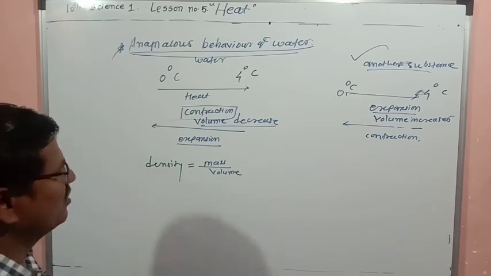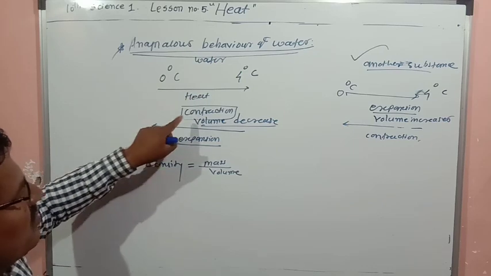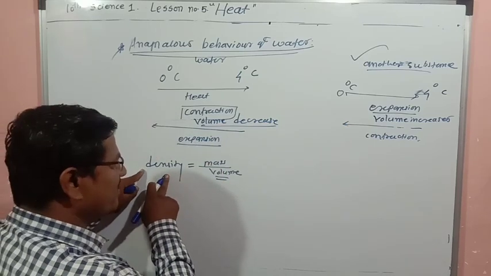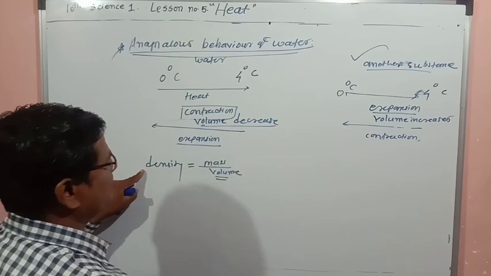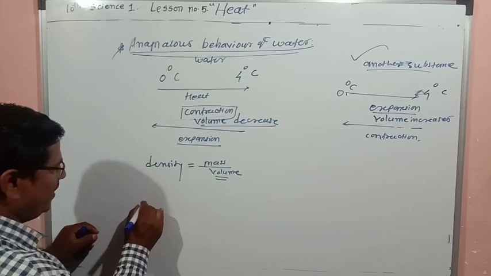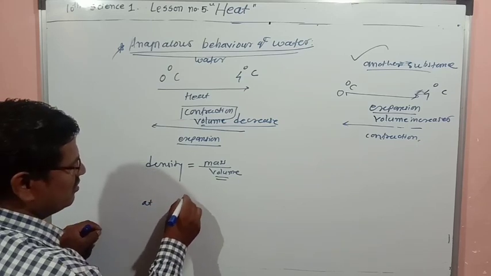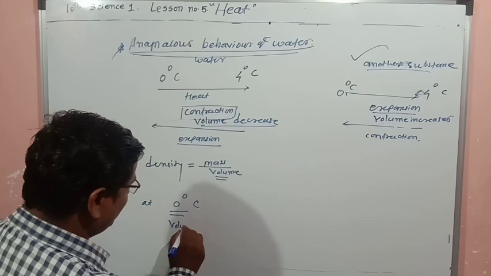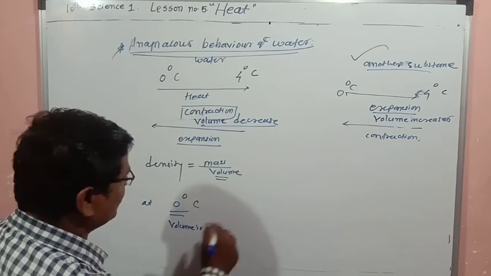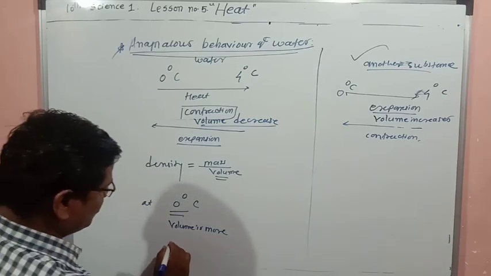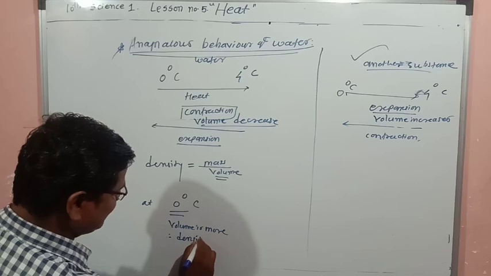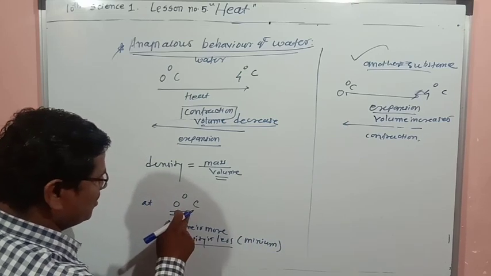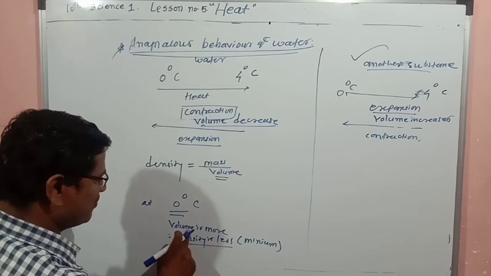Density is equal to mass upon volume. So when you heat water from 0 to 4 degrees Celsius, contraction takes place. Contraction means volume decreases, and volume decreases means density increases. So at 0 degrees Celsius, in the case of water, volume is more, and therefore density is less, or minimum.